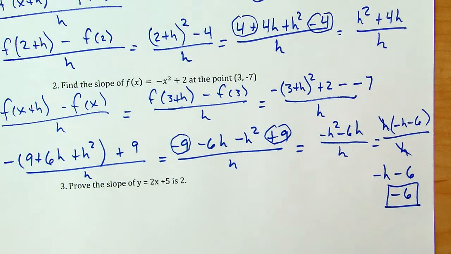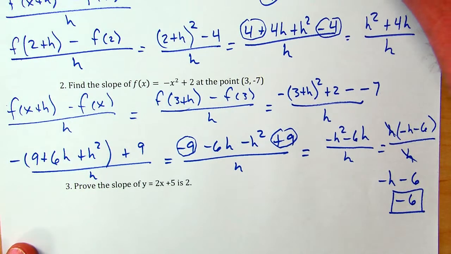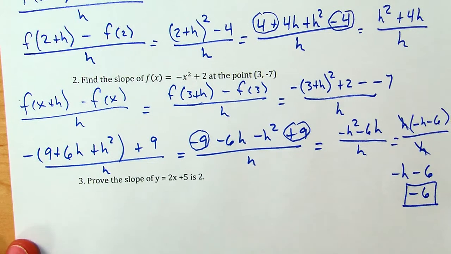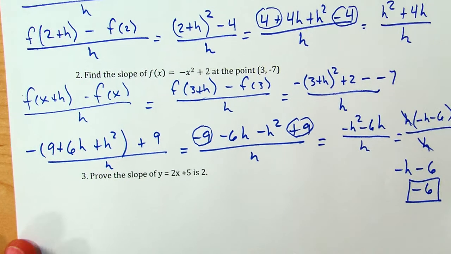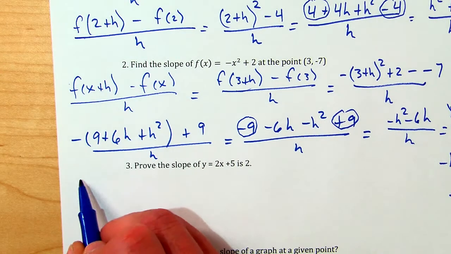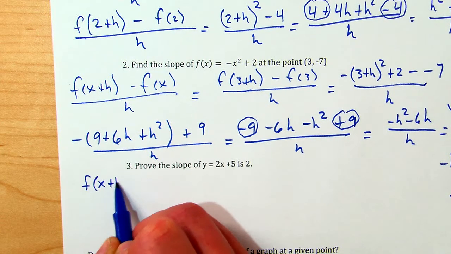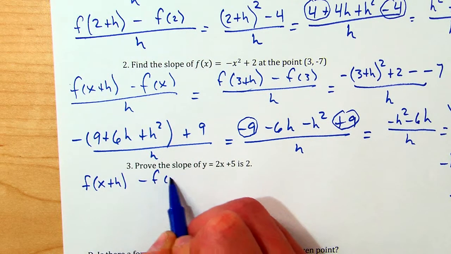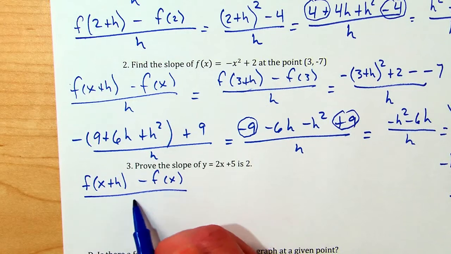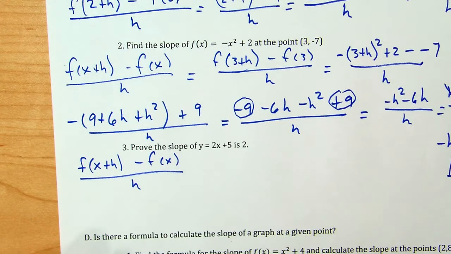All right, we can use this in another way. We can prove the overall slope of y equals 2x plus 5 is always, always, always going to be 2. So let's use our little slope formula. We have f(x+h) minus f(x) all over h. The thing that's different about this problem is that we don't have a specific number to plug in for x. So we're going to have to do this one a little bit more in general.